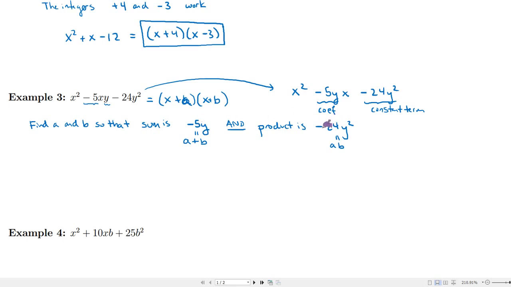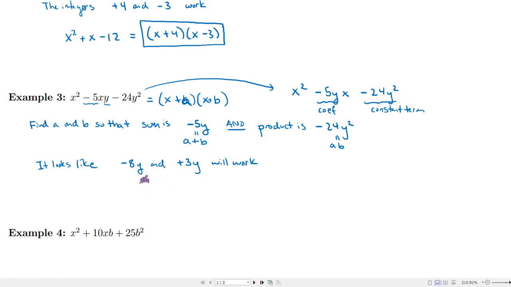And if I'm getting a negative here, what do we know is happening in the factorization? We know that one of these is going to be negative and one is a positive, right? So what did we say? If we're getting negative 5, then the larger factor has to be negative. So negative 8y and positive 3y will work. Okay, now let's see if those two actually work. If I add these two, adding the coefficients, we'd get negative 5, so negative 5y. And the product would be negative 8 times 3, which is negative 24. And then y times y is y squared. So this is definitely the solution.